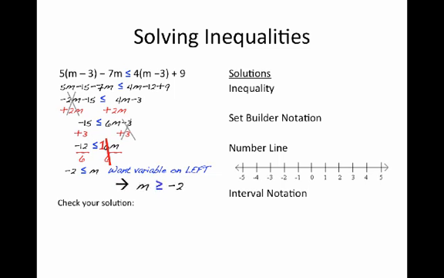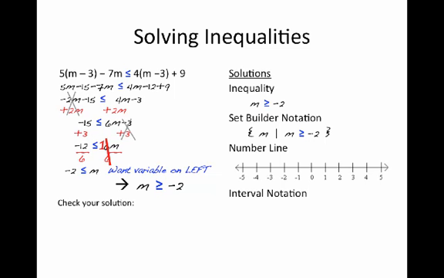That means I write it as m is greater than or equal to negative 2. I flip the inequality as well. So my inequality is m is greater than or equal to negative 2. Set builder notation: m, such that m is greater than or equal to negative 2, in curly brackets.